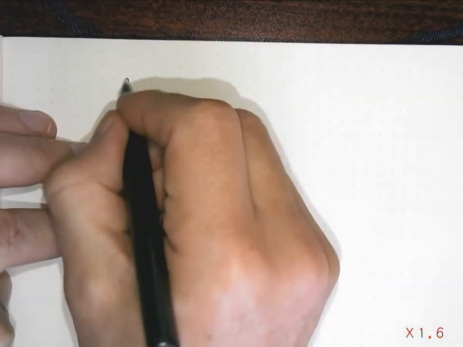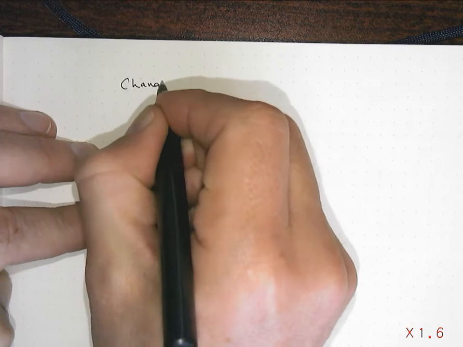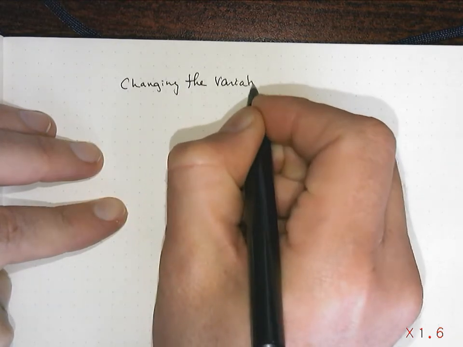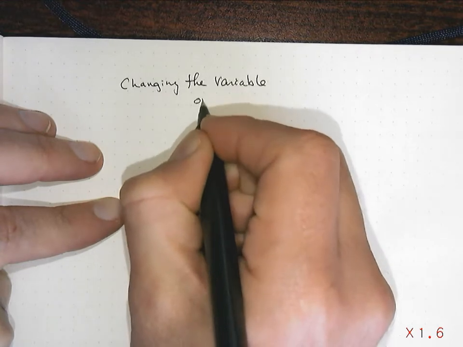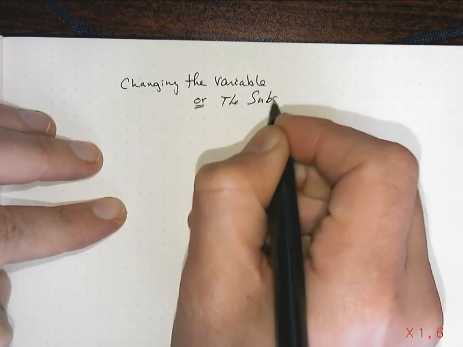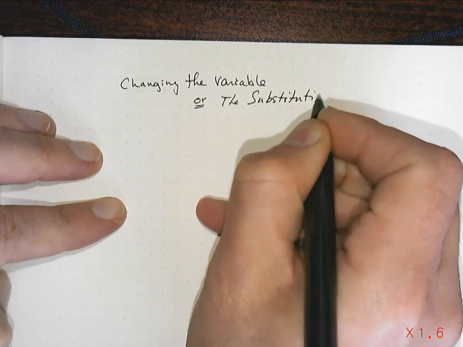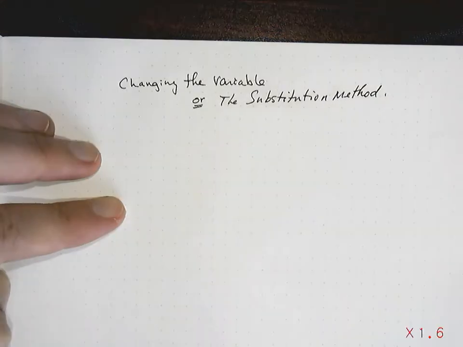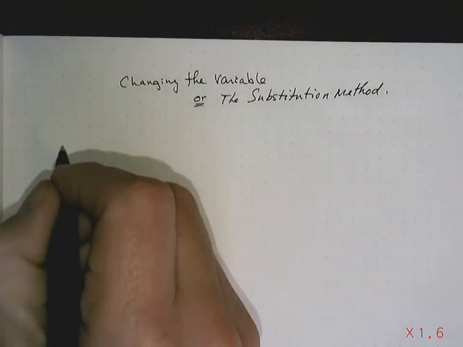Okay, now we're going to talk about changing the variable, or sometimes it's called the substitution method. Okay, so we're going to start off by looking at a question.